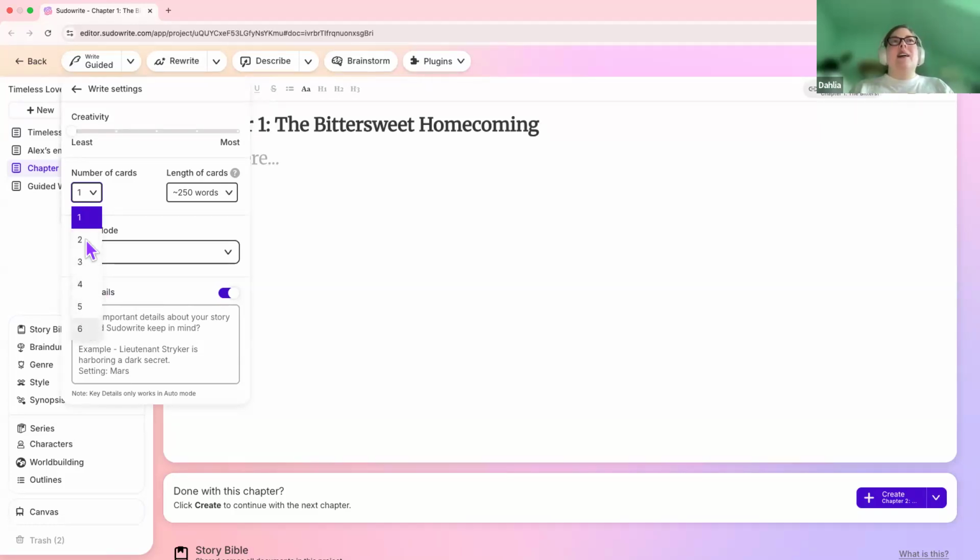I usually just have it set on 1 when I'm in writing mode. When I brainstorm stuff, I'm not sure how to proceed. I may go anywhere between 3 or 6.